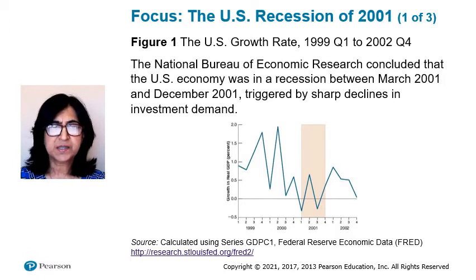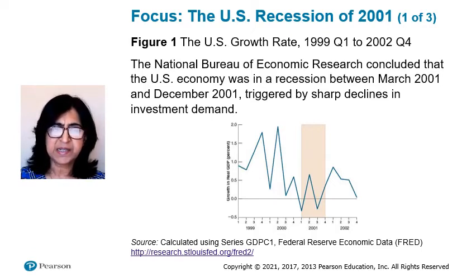Focus box. The US recession of 2001. Figure 1 shows the US growth rate for each quarter from 1999 Q1 to 2002 Q4. The National Bureau of Economic Research concluded that the US economy was in a recession between March 2001 and December 2001, shown by the shaded time period, triggered by sharp declines in investment demand.